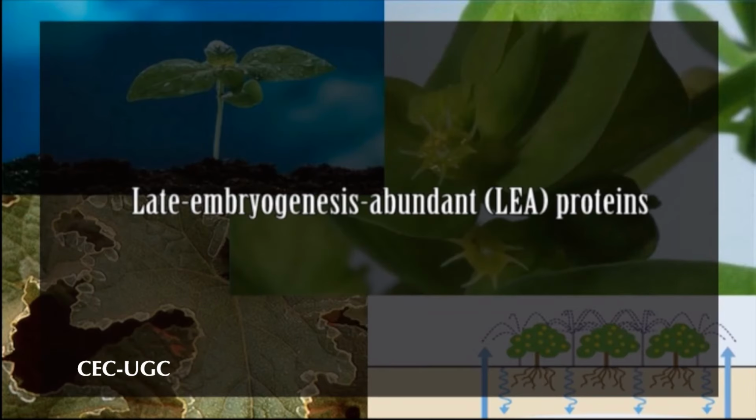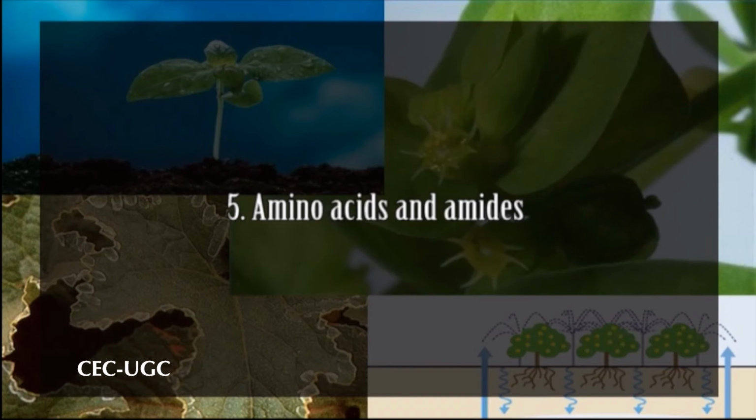In higher plants, osmotic stress induces several proteins in vegetative tissues, which are related to late embryogenesis abundant (LEA) proteins. The correlation between LEA protein accumulation in vegetative tissues and stress tolerance indicates its protective role under dehydration stress. Number 5 is amino acids and amides.